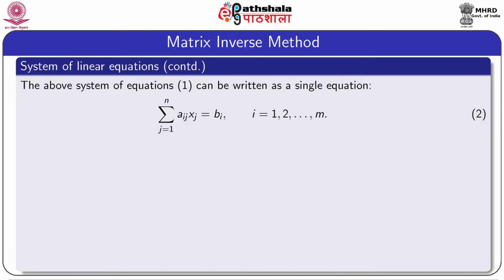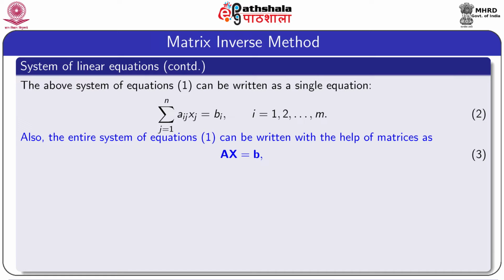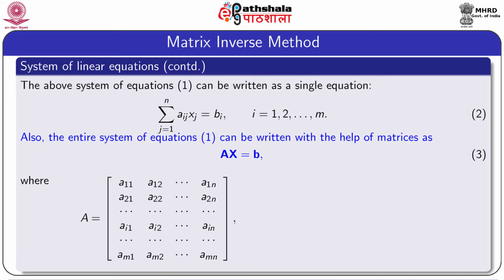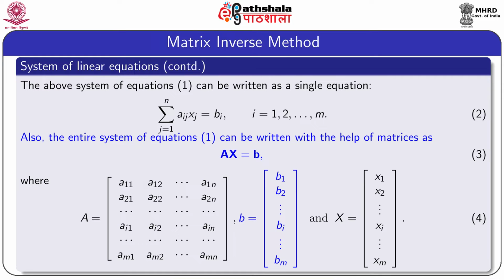to m. This system of equations can also be written with the help of matrices as Ax equal to b, where A is called the coefficient matrix, containing the coefficients a11, a12 up to amn. The right hand side b represents the right hand vector b1 to bm, and the vector x is the vector of the variables x1 to xn. So, this is the matrix representation of the entire system of equations.